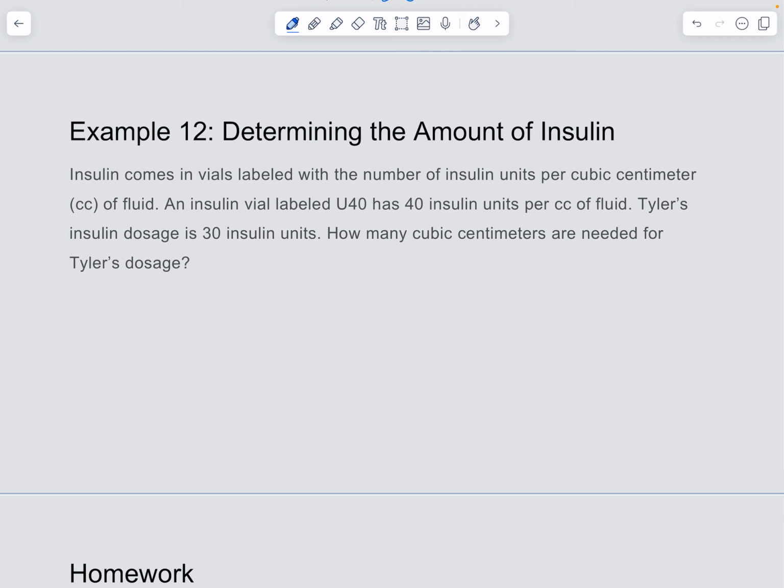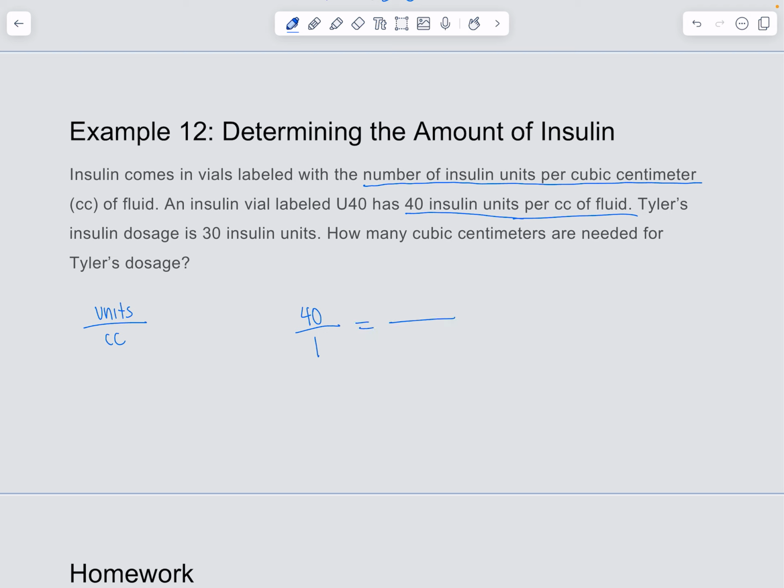Here's our last example. Insulin comes in vials with the number of insulin units per cubic centimeter, per cc. An insulin vial labeled U40 has 40 insulin units per cc of fluid. Tyler's insulin dose is 30 insulin units. How many cc's are needed for Tyler's dose? So it tells us, set it up, number of insulin units per cc. So our insulin units per cc is how we're going to set up our ratios. It tells us U40 has 40 units per cc. So 40 units per 1 cc.